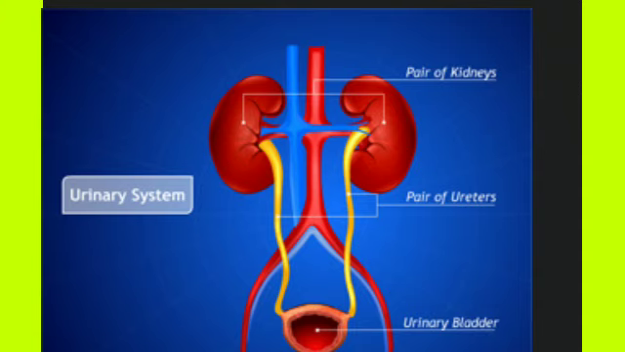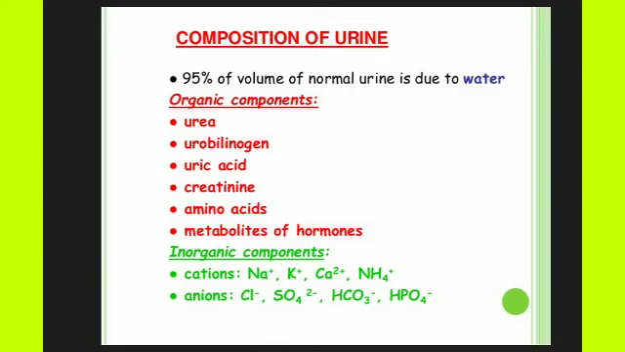The urine flows through two long tubes called ureters and collects in the urinary bladder. Urinary bladder is a storage sac for the urine. The urine ultimately is drained out of the body through the urethra. An adult human being normally passes about 1 to 1.8 liters of urine in 24 hours.